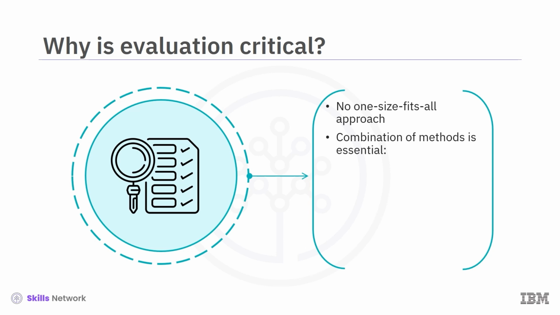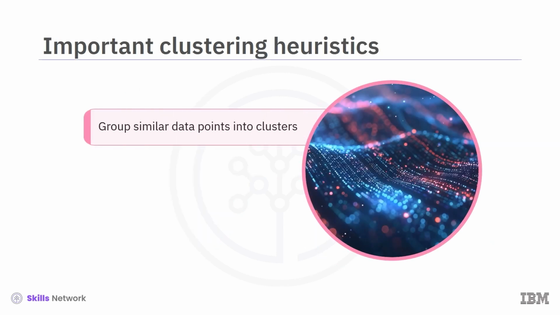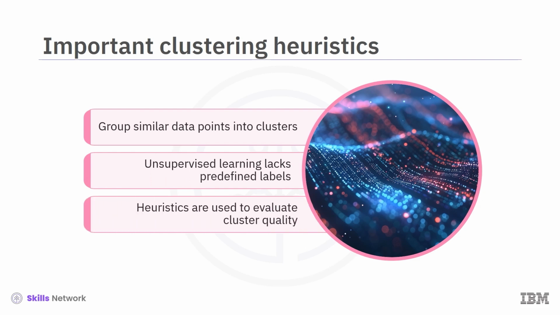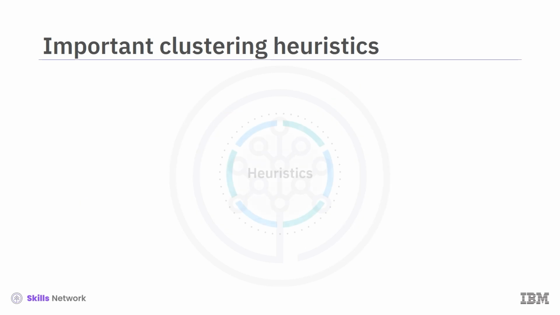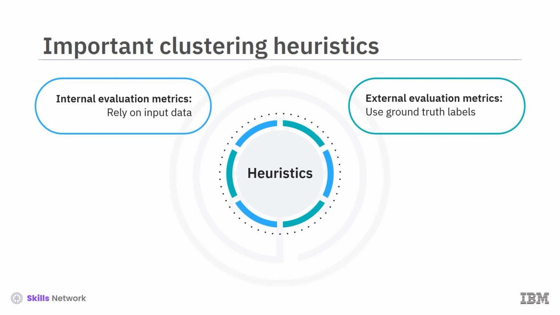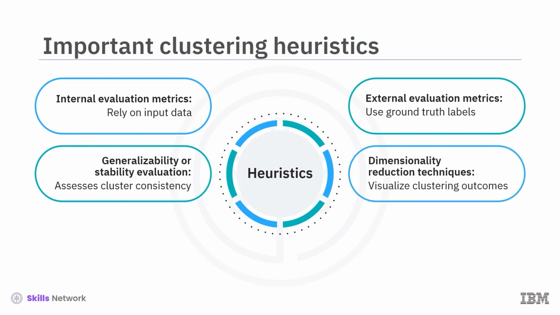Effective evaluation often combines heuristics, domain expertise, metrics, ground truth comparisons, and visualization tools to assess the quality of learned patterns. In clustering, the goal is to group similar data points into clusters. Unsupervised learning lacks predefined labels, so various heuristics are used to evaluate cluster quality, including internal evaluation metrics, which rely on input data, external evaluation metrics, which use ground truth labels when available, generalizability or stability evaluation, assessing cluster consistency across data variations, and dimensionality reduction techniques for visualizing clustering outcomes, such as scatter plots.